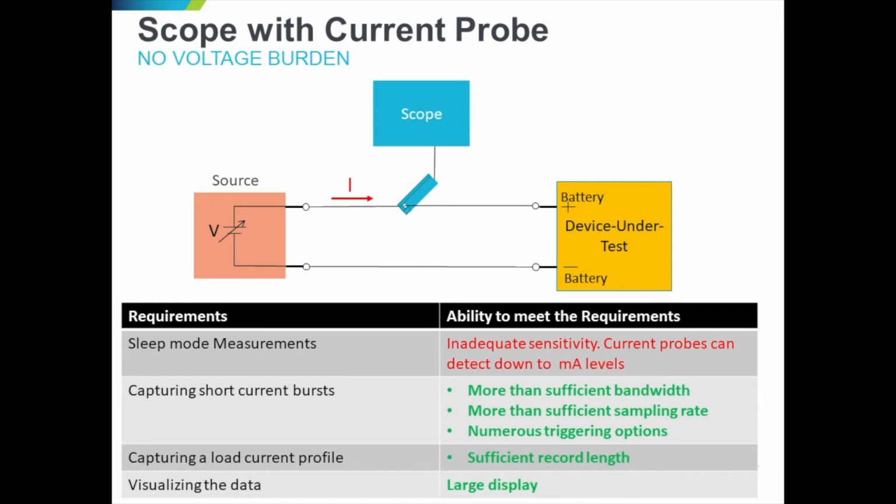Let's look at the current load, current measurements with a voltage source. In this setup as depicted above, there are no voltage burdens which impact the measurement, as the measurements can be had with a current probe and a scope without having to insert anything to the device under test. As such, the current probe and a scope is almost ideal in terms of capturing current bursts and having sufficient memory for capturing a load current profile. The one important exception which is missing is the sensitivity range needed for sleep or deep sleep mode measurements.